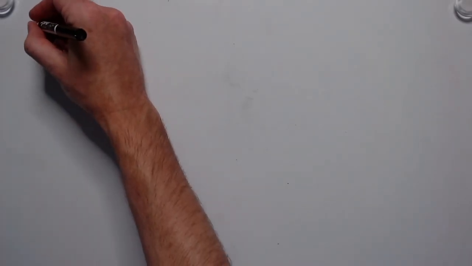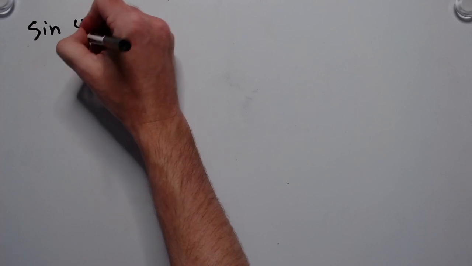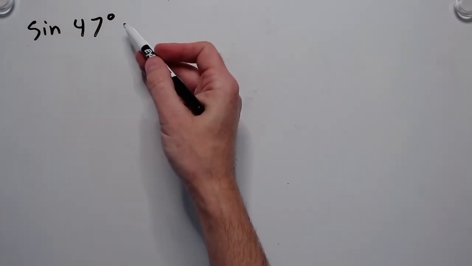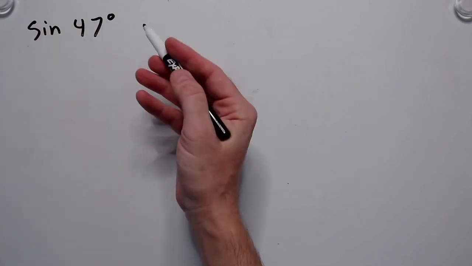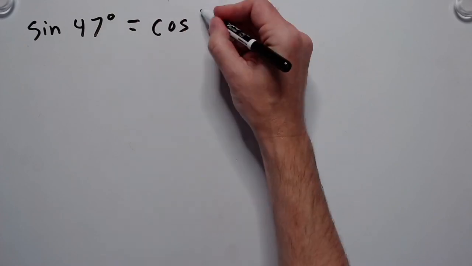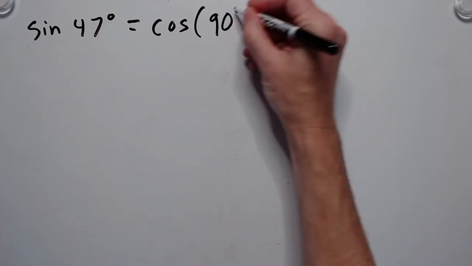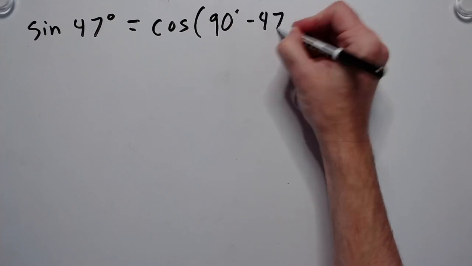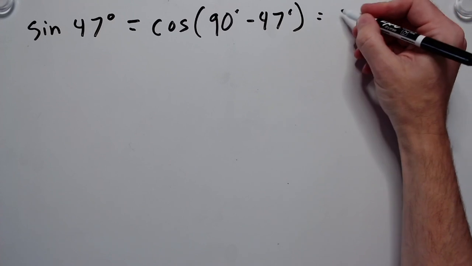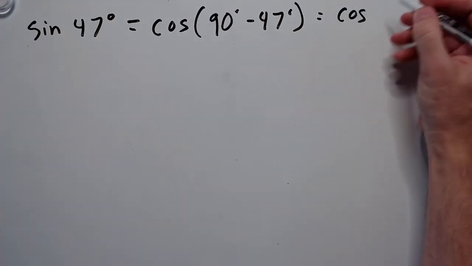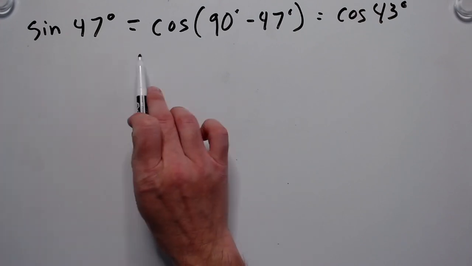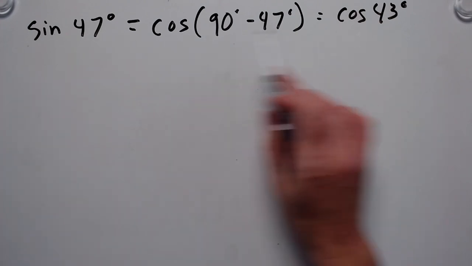All right, so up here, I'm just going to write the sine of 47 degrees. We want to express this in terms of its cofunction. So the cofunction of sine is cosine. So we can say that this is equal to the cosine of 90 minus the number we started with, 47 degrees. So 90 minus 47 is 43. So this would be cosine 43 degrees. So we took this function and expressed it in terms of its cofunction. These are equal to each other.